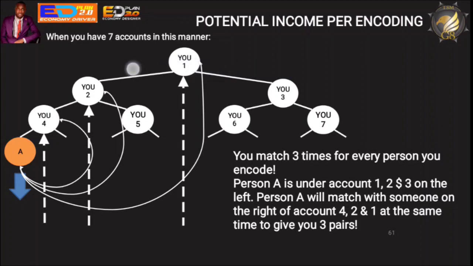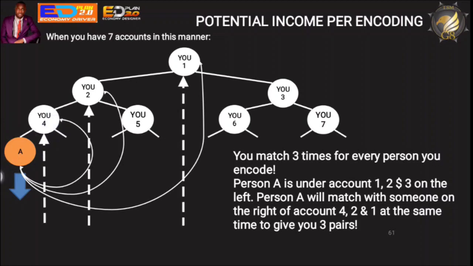This here is your account 1, account 2, account 3, account 4, account 5, account 6, account 7. You've arranged them like that. Now, when you are going to encode a person, you cannot put that person here. No, you put them where we have open legs. And where do we have open legs? Under account 7, account 6, account 5, and account 4.